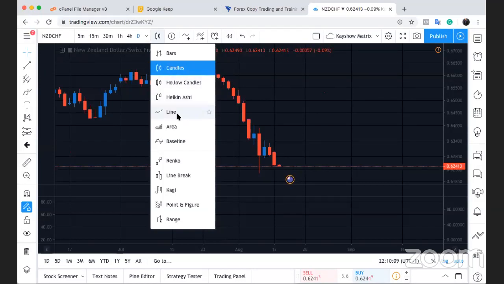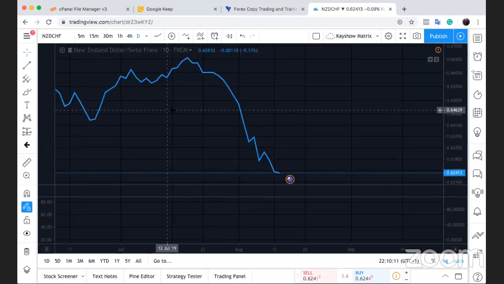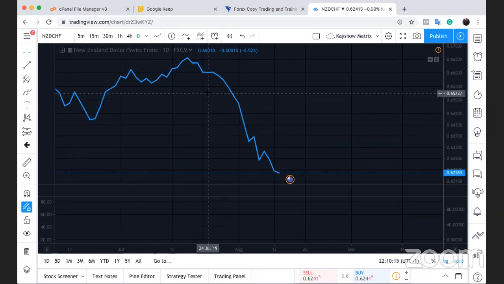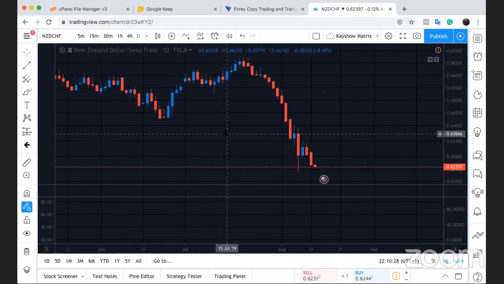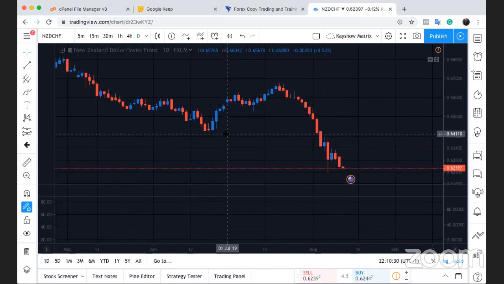But the popular one, like I told you, is these candles. All right. And I like using these lines too. I like using these lines to mark up my support and resistance zones. It's just going to give you price as a line. That's what it's going to do. Let me change it back to candles, and then we are back. Okay, great.